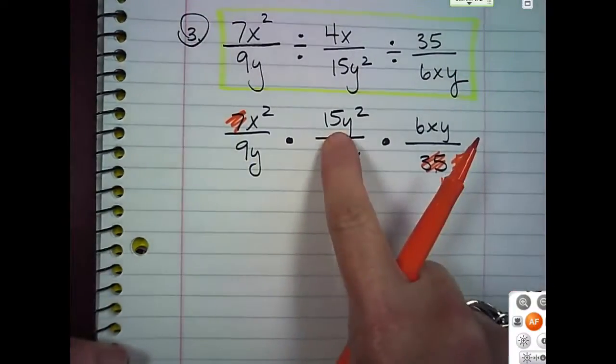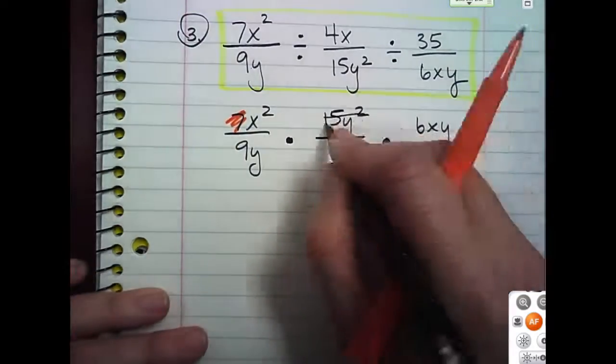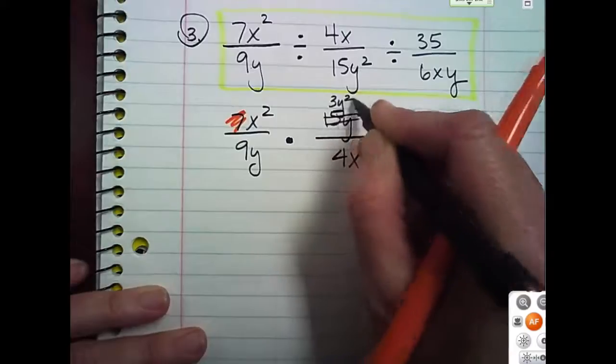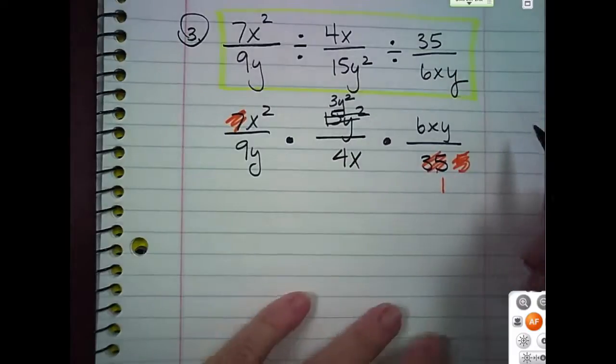And then what does this become? 3. And I'm going to cross out the whole thing and put 3y squared. And now my numbers are very manageable. 18 in the top and 36 in the bottom. If you want to keep going, you can. I'm just going to be careful and stop.